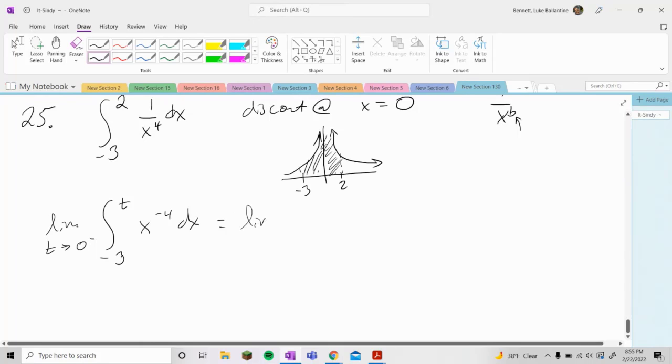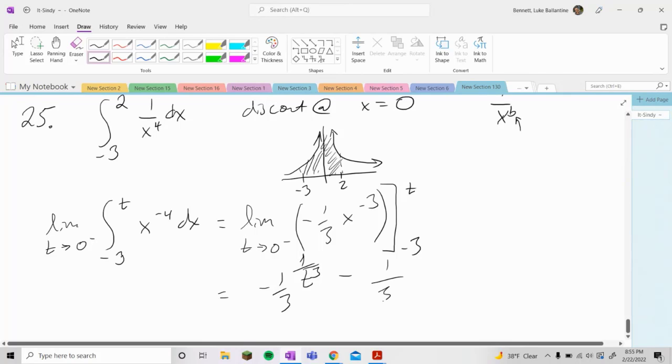This is limit t approaches 0 from the left, -1/3 x to the -3. Add 1 to the exponent and divide by that number. -3 to t. So this is -1/3 t, or 1 over t cubed. Triple negative is -1 over 3 to the 4th. Take this limit. This limit, is it finite or infinite? Really, I kind of wrote it sloppy, so I'll rewrite it right here. I'm asking about this limit.